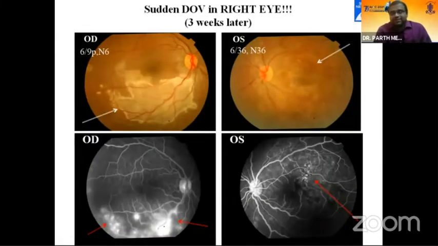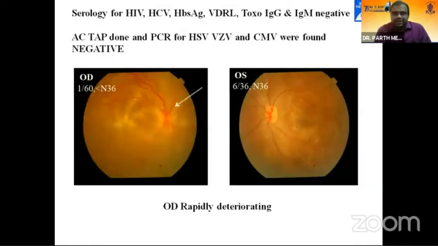She presented to us 3 weeks later with diminution of vision in the right eye, in spite of being on oral steroids and acyclovir, with a similar patch of retinitis seen along the inferior temporal arcade, sparing the fovea this time, which showed leakage of dye on fundus fluorescein angiography. The left eye showed healing by scarring. Serology for HIV, hepatitis B and C, syphilis and toxoplasma was negative. AC tap was done for the right eye for viruses, which was negative.